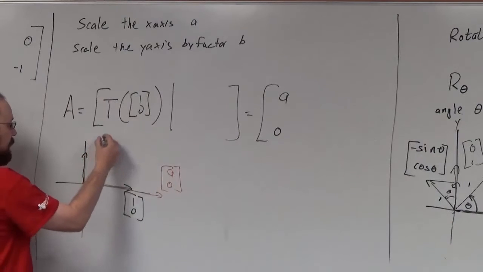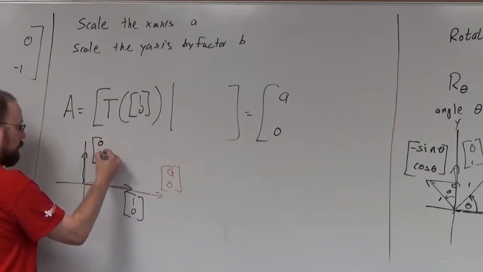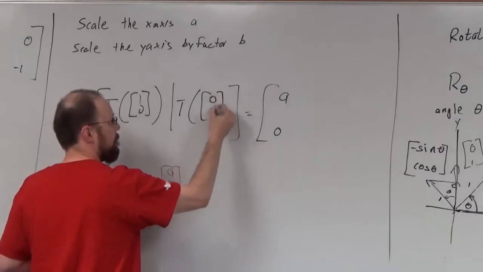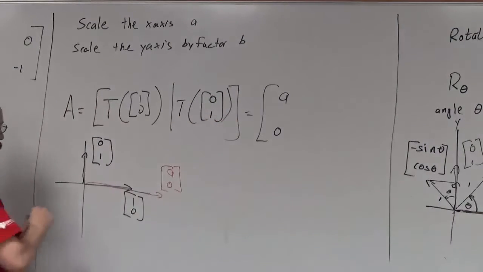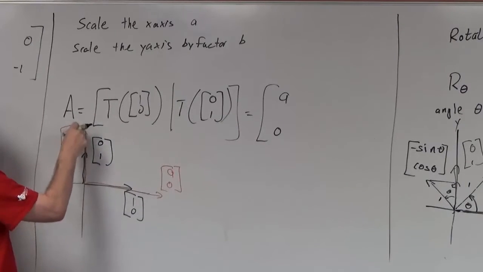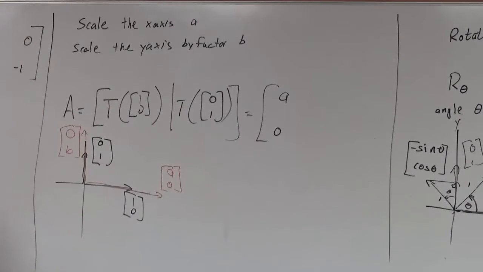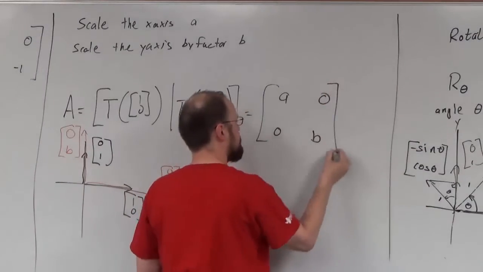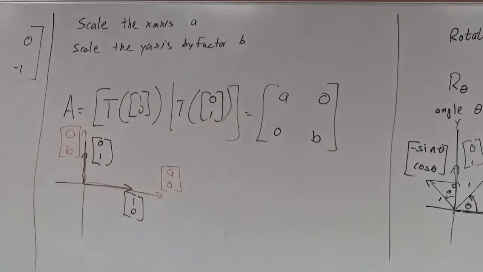And if you scale the second standard basis by a factor of b, then you get 0, b. And of course I could be scaling by negative numbers as well, right? I mean, that would just flip the vector in the opposite direction. Scaling.